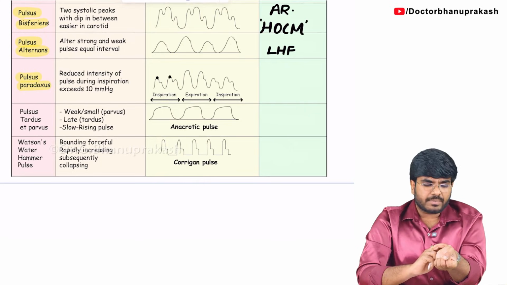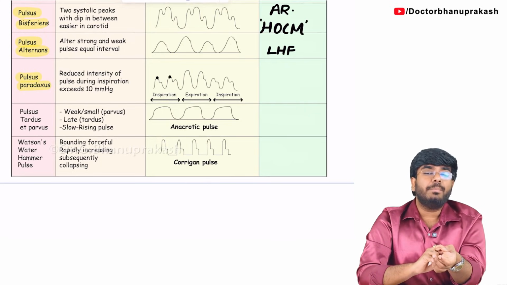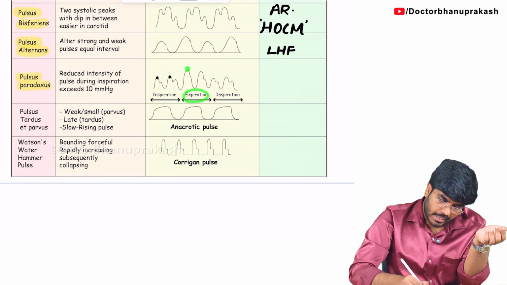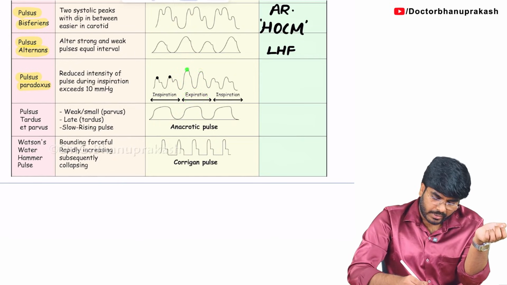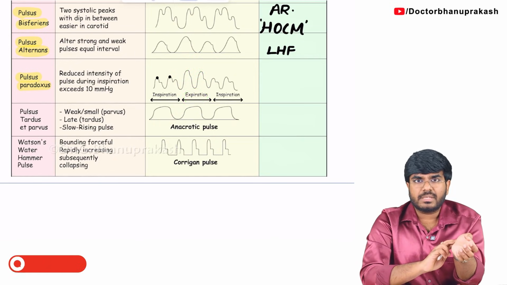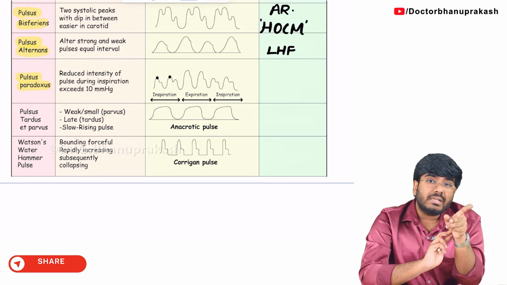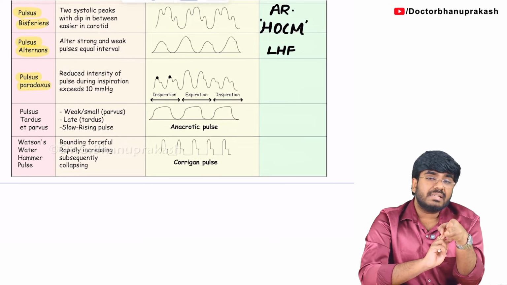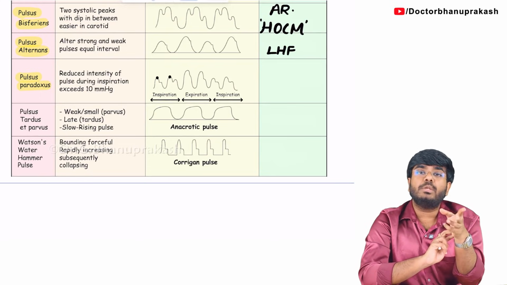When the person is doing the inspiration, you cannot feel the pulse. There is a weak pulse, which you can't feel actually. And while he is doing the expiration, again the pulse is coming. You can feel the high pressure and you can feel the pulse. So the pulse is alternating with the inspiration and expiration. The pulse is disappearing during inspiration and appearing during the expiration.